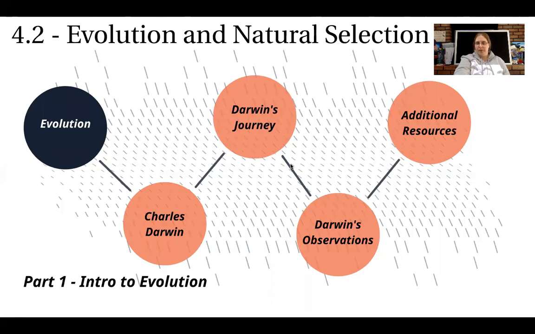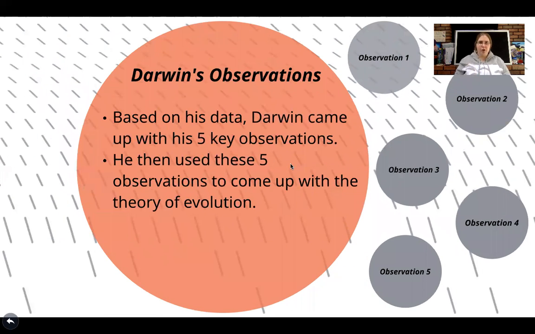All right, speaking about his observations, let's take a look, shall we? Based on his data, we can take Darwin's ideas and sum them up in five key observations.